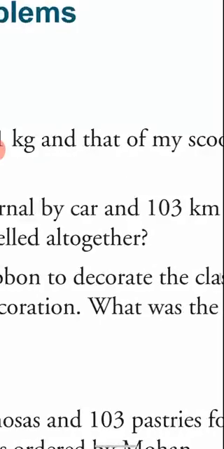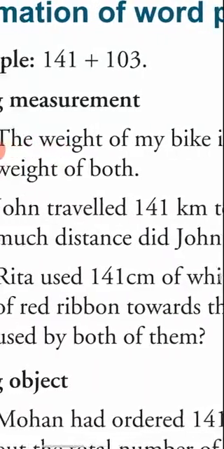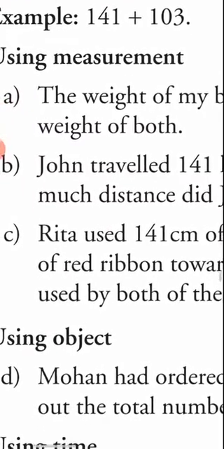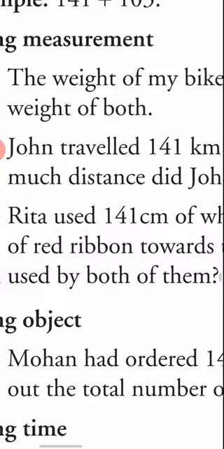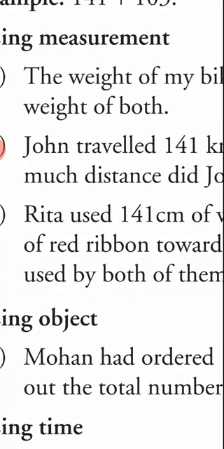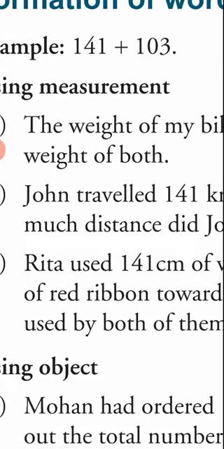Find the total weight of both. Now you can see, using measurement, the weight of bike and scooter is the formation of the sum, that is 141 plus 103.